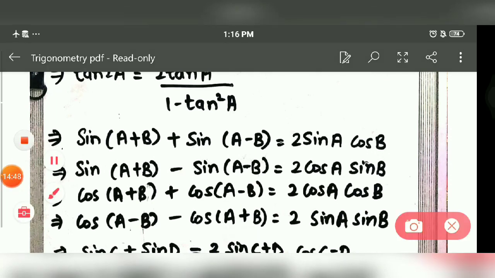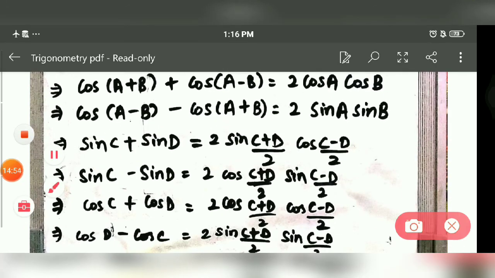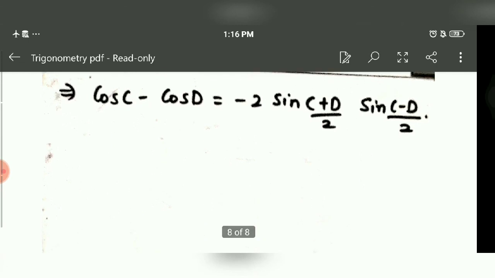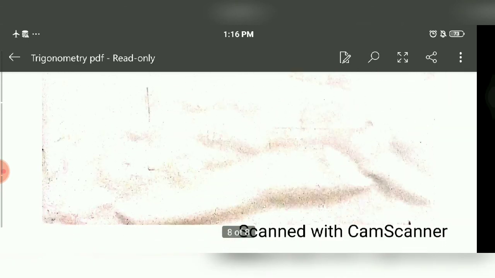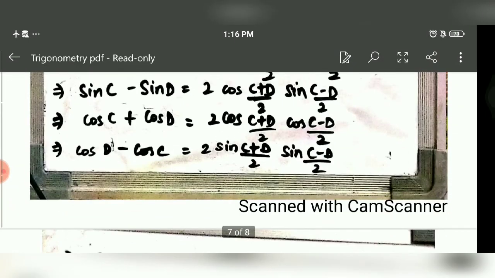Similarly, if we add and subtract the cos results from the previous, you will get this result. Now there are some formulas: sin C plus sin D. This is 2 sin C plus D by 2 cos C minus D by 2. These are the various results. You have to check this once. These are the various formulas for the trigonometric ratios. So, must have a look at all of these.